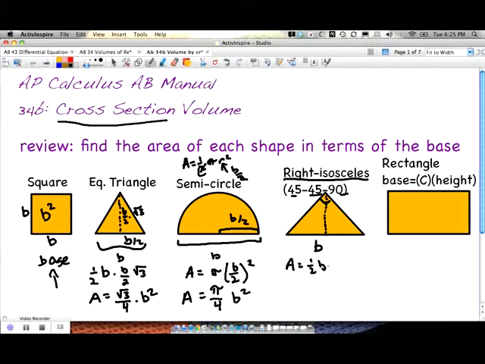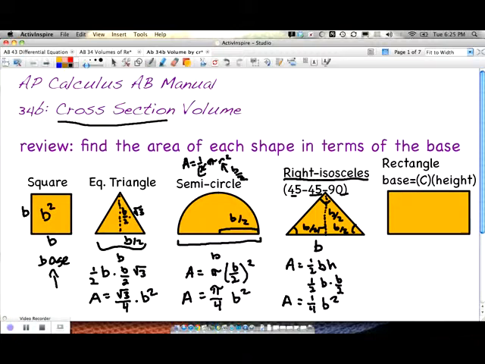So the area equals 1/2 base times the height, but I need to figure out what this height is in terms of the base. Well, if I split it down the middle, that creates 2 adjacent 45, 45 triangles. And that would make each of these sides b over 2, b over 2, and the height also b over 2. So this would simplify to 1/2 b times b over 2, or even more simply, the area equals 1/4 b squared. So that constant was just 1/4.